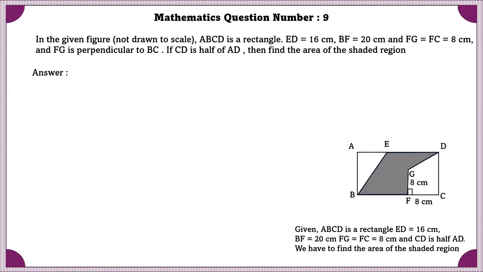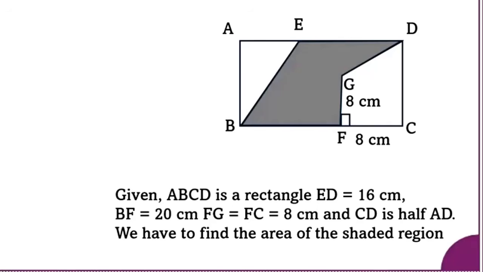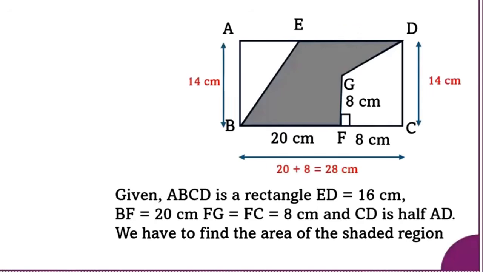Given ABCD is a rectangle, ED is equal to 16, BF is equal to 20 centimeters, FG is equal to FC, which is equal to 8 centimeters, and CD is half of AD. We have to find the area of the shaded region. Area of shaded region is equal to area of rectangle ABCD minus area of unshaded region. First, let us find all the missing sides.